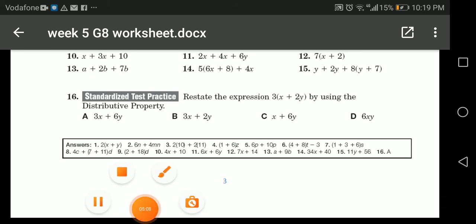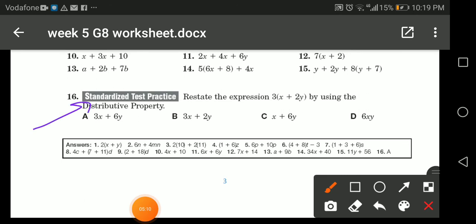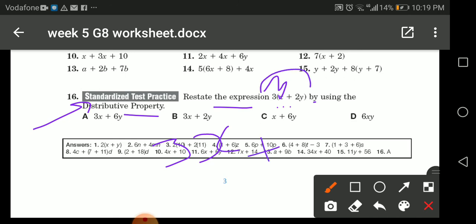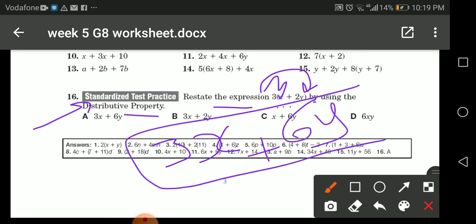Okay, this example, standardized test practice: simplify the expression 3(x + 2y) by using the distributive property. First thing, 3 times what? 3 times x is very easy. Then 3 times 2y: 3 times 2 is 6, and I will put y. So the answer is 3x plus what? 6y. 3x plus 6y. Okay, guys, number A.